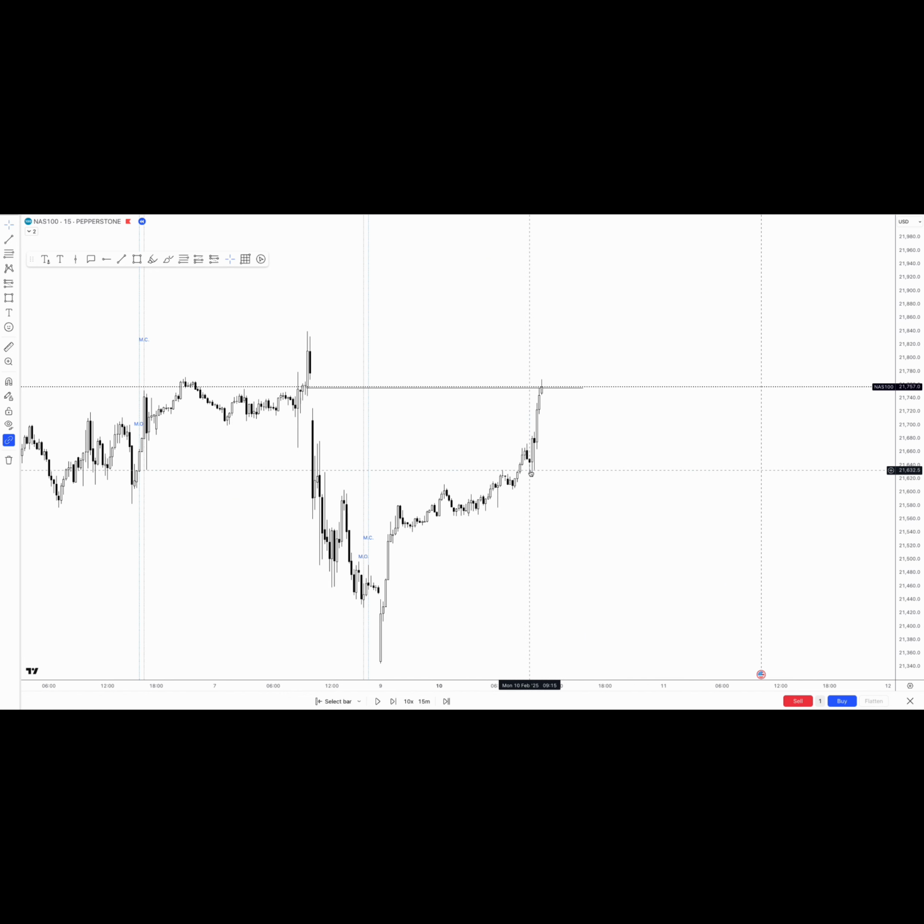I probably could have taken a buy in this area, but I was on the road this morning and wasn't really paying attention. So I was just like, okay, if it gets to this area and mitigates this order block, I'll look for a sell.